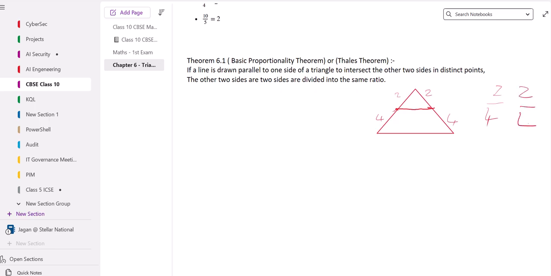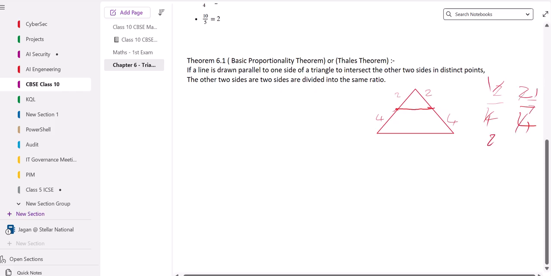Just let's assume it. So what is the ratio? 1 by 2, 1 by 2. So this is what it's saying. So both the sides, the two other sides, means these are the two other sides. This is one side, this is one side, divided in the same ratio. They are divided in the same ratio. So this has to be proved.